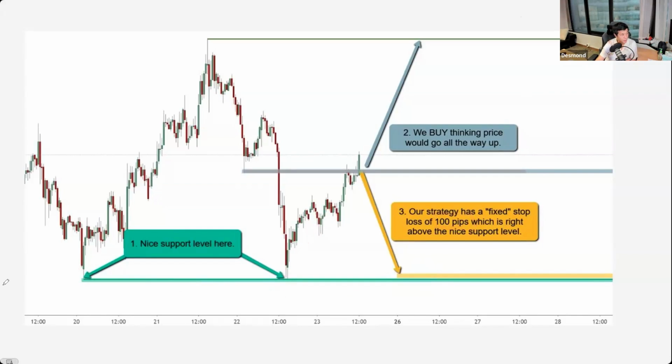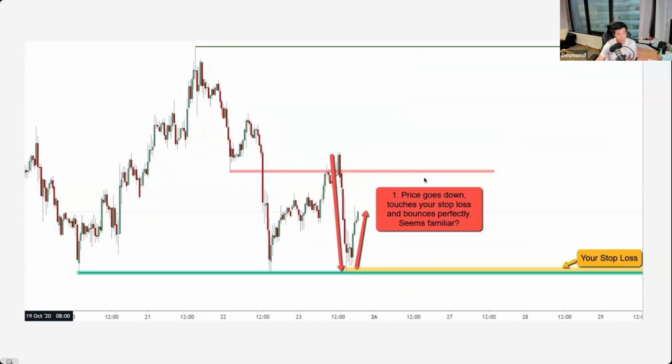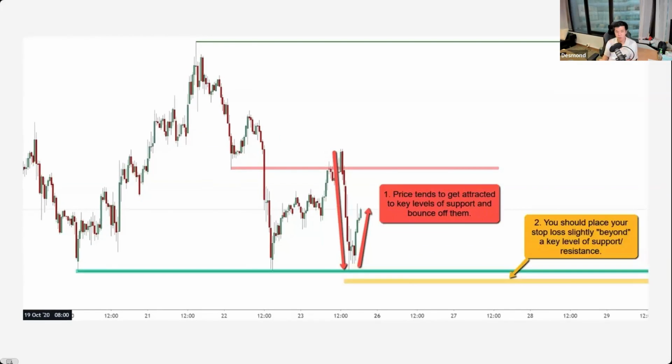What tends to happen, right? What tends to happen is that price, in this case, you see price comes all the way down, it touches your stop loss, and then it starts to reverse in your favor. Does this seem familiar? And if it does, it's because you're putting your stop loss right at a key level. What you should do instead, put your stop loss slightly beyond a key level so that you have that little bit of breathing space. That does not mean you won't get stopped out, but that increases the chances of you not getting stopped out right when price is going to reverse.